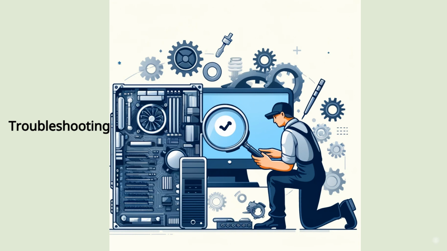Next, troubleshooting. Troubleshooting hardware issues is a critical skill in maintaining a computer system. Common problems can include hardware failures, connectivity issues, and performance bottlenecks. A systematic approach to troubleshooting involves checking connections, testing components, and replacing faulty parts. Having a solid understanding of the hardware and its interactions helps in diagnosing problems accurately and quickly.